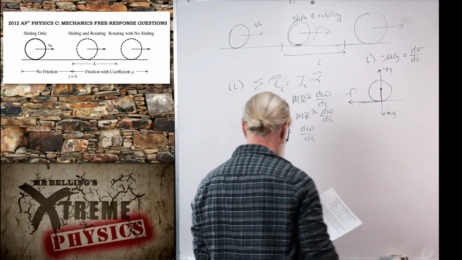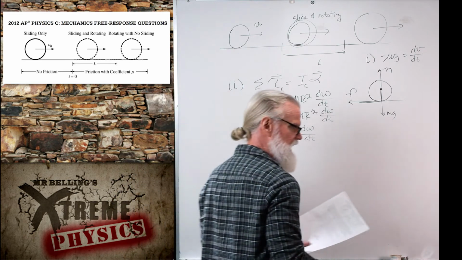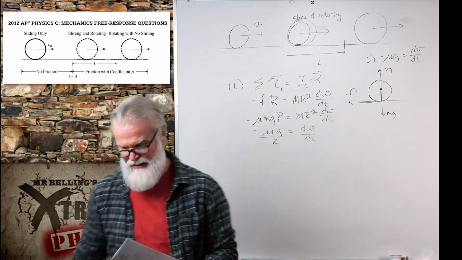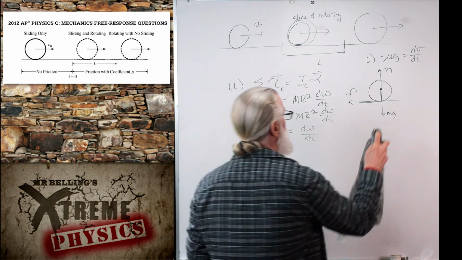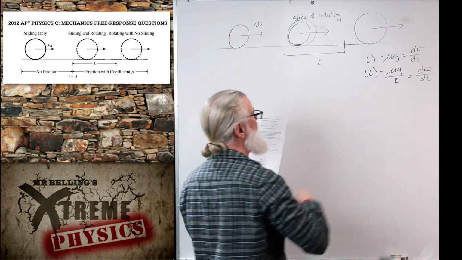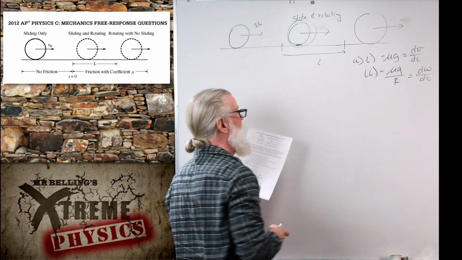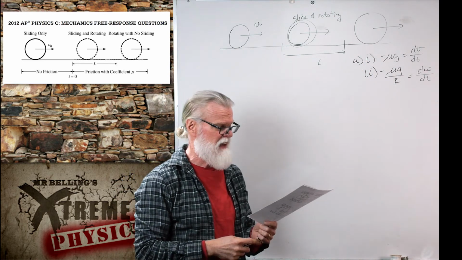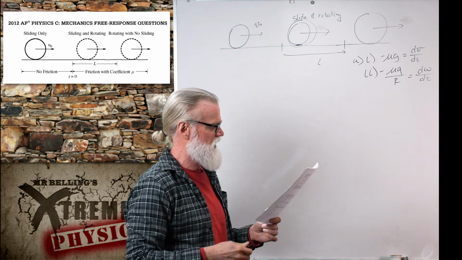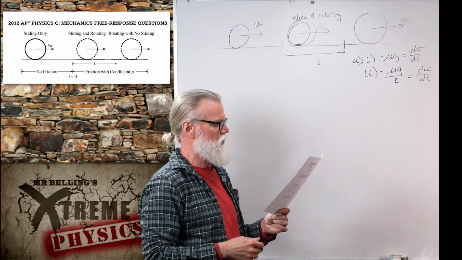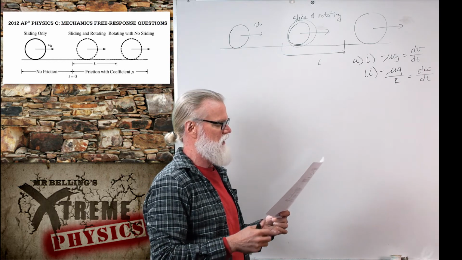All right, so I guess that is a-i, a-ii. Let's erase. These are all A. Let's go look at B. Derive an expression for the magnitude of the velocity as the ring is sliding and rotating.